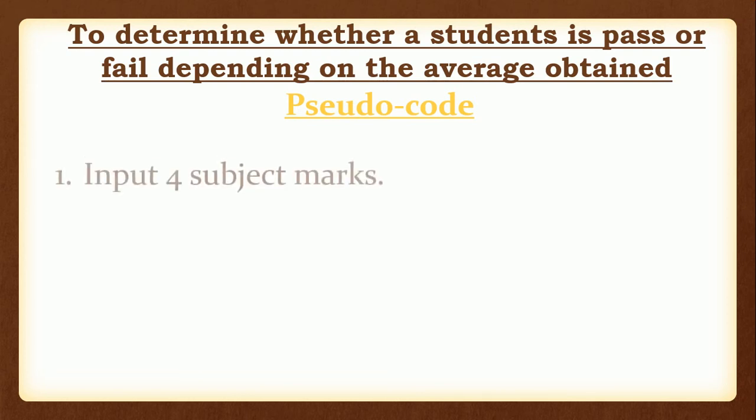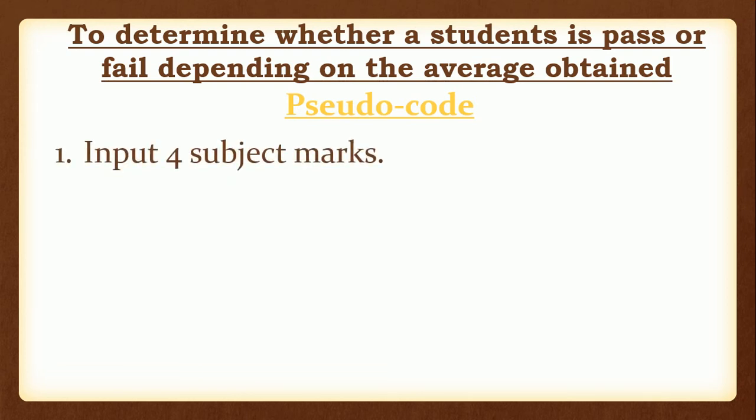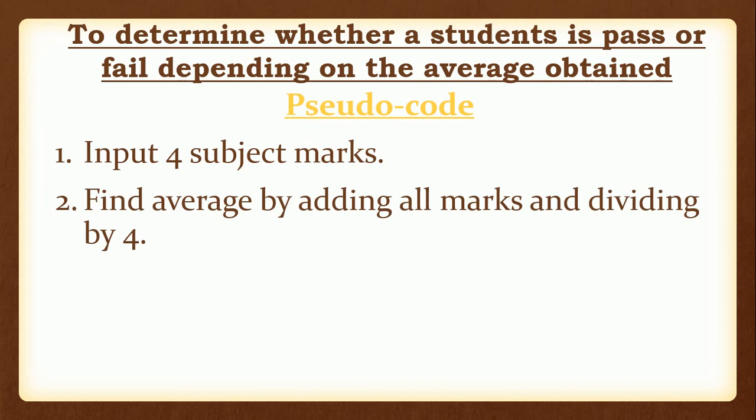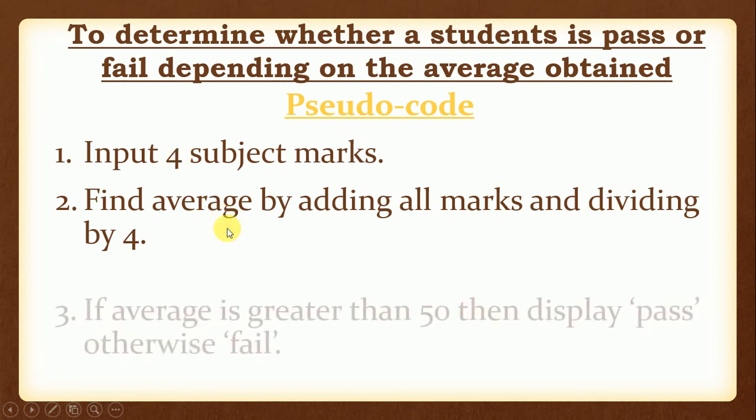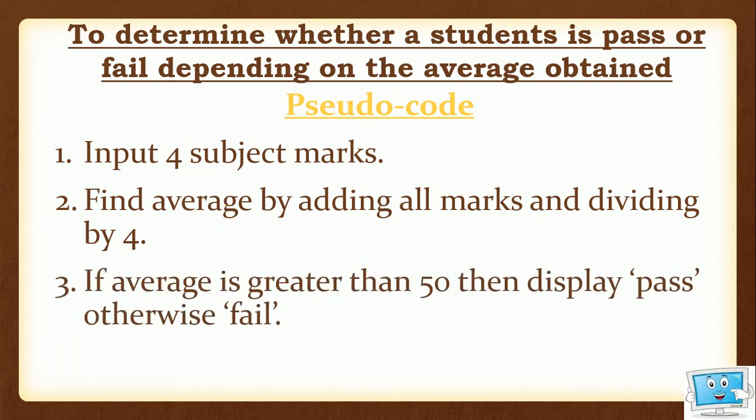For the average. Now for the pseudocode, first of all we need to take the marks from the students. So here we have taken the marks of 4 subjects. Input the 4 subjects' marks. Then we need to find the average because our main output is based on the average marks. So find the average by adding all the marks and dividing by 4. If you are taking 5 subjects, you will divide by 5. If you are taking 3 subjects, you will divide by 3. Okay. So in this case, we have divided by 4. So this is our processing part. Then if the average is greater than 50, display pass, otherwise fail.